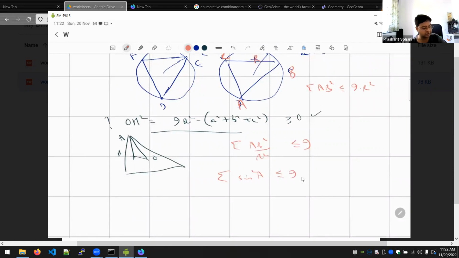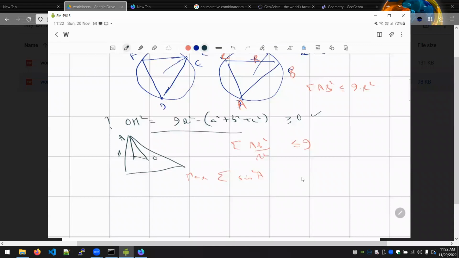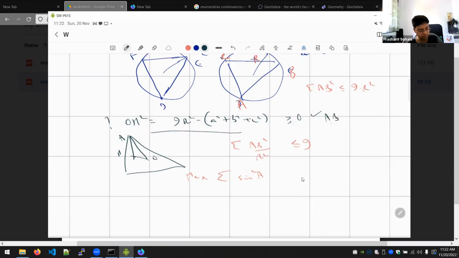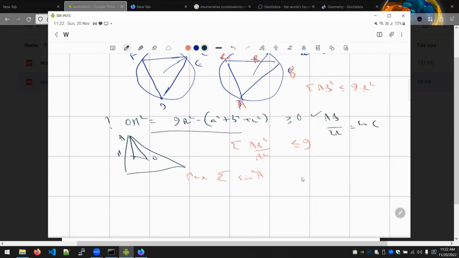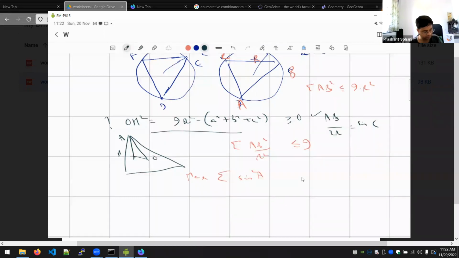So in other words, I want to maximize the sum of sine square A plus sine square B plus sine square C, right? Because AB by sine C is 2R. If AB is 2R sine C, so AB upon 2R is sine C. And so we are taking R square only, right? So that's 4 sine square. So the constant will come there. Yes, that 4 sine square, that is fine.